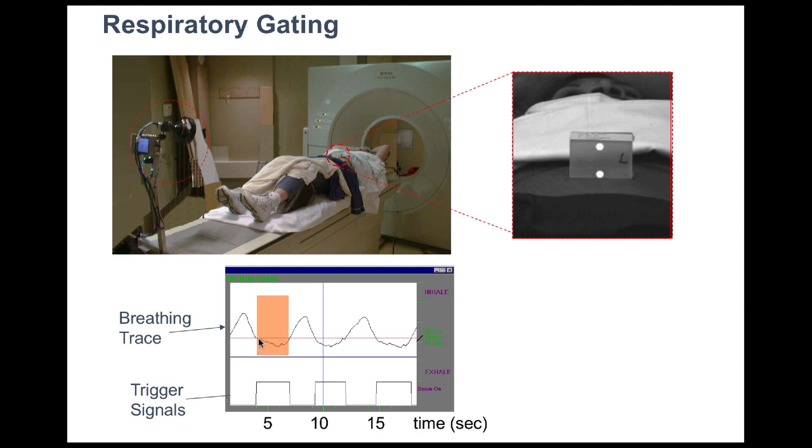And here we're gating at end expiration. So when the patient comes into this phase, the trigger signal is sent to the machine, it turns on, it treats, and then it stops at this phase. Goes to the next breathing cycle, turns on again, and turns off, and so on.